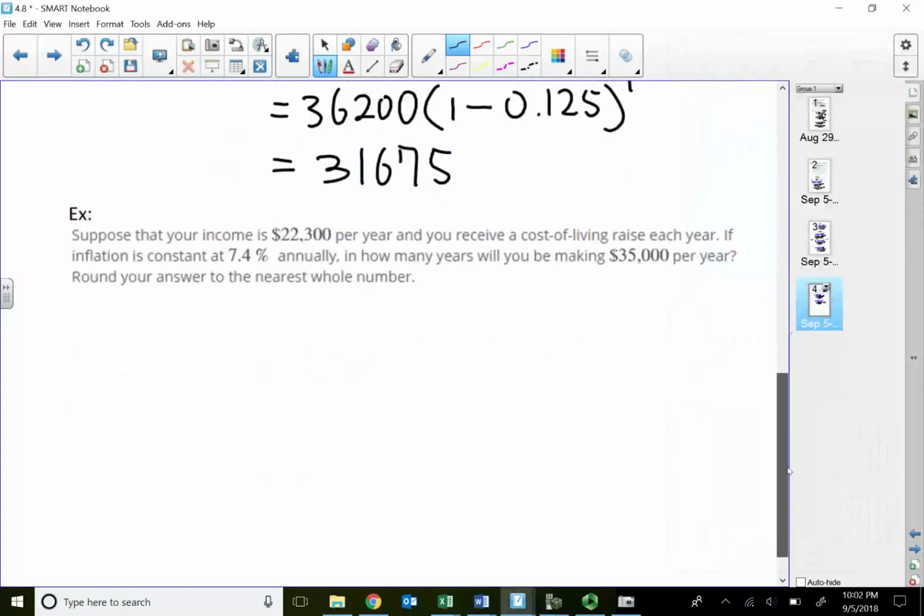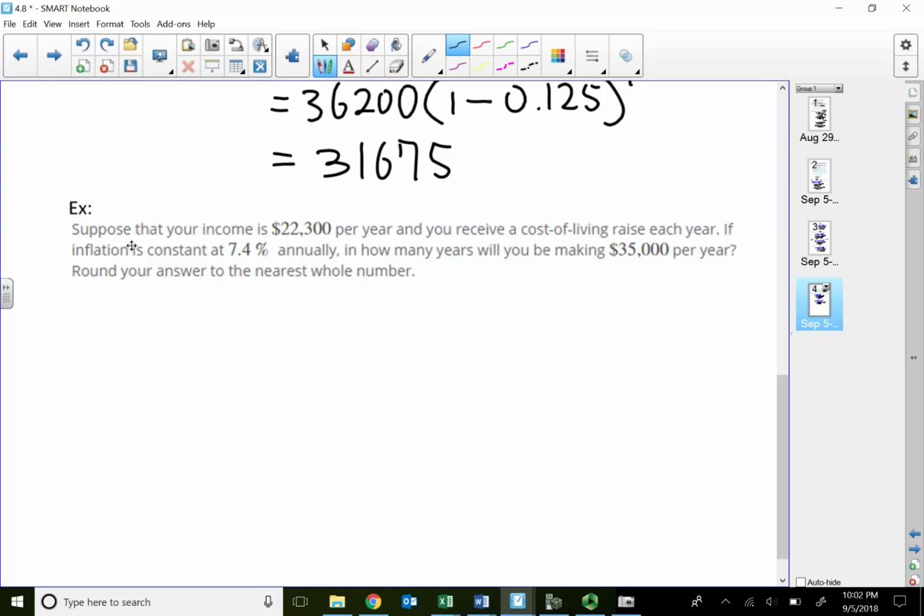Okay, opportunity cost. Suppose that your income is $22,300 per year, and you receive a cost of living raise each year. So let's assume the inflation is constant at 7.4% annually. In how many years would you be making $35,000? Oh, this is an interesting problem. So this is the future.